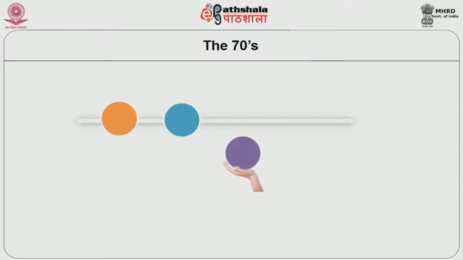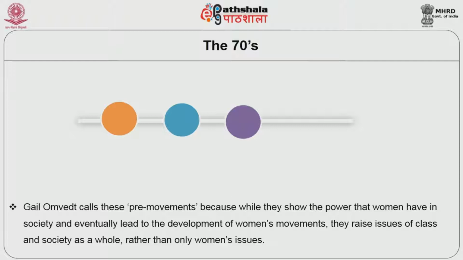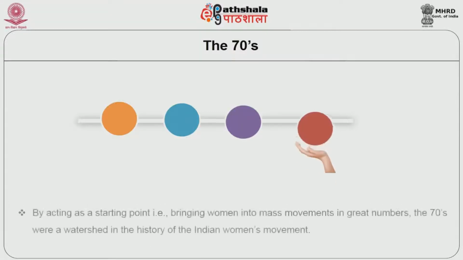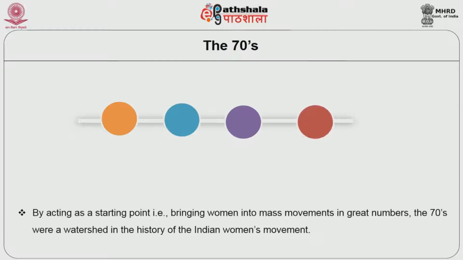Gail Omvedt called these pre-movements because while they show the power that women have in society and eventually led to the development of the women's movement, they raise issues of caste and class as a whole rather than only women's issues. By acting as a starting point, that is bringing women into the mass movements in great numbers, the 70s were a watershed in the history of the women's movement.